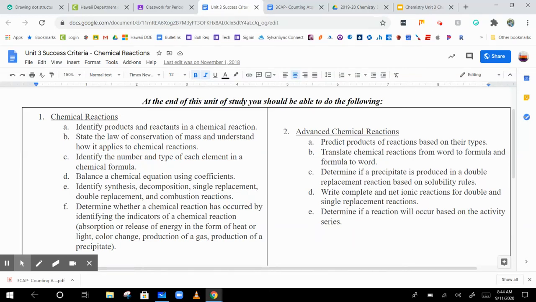Okay, guys, we're starting a new unit here on chemical reactions. I know we're moving quickly. We're already on the third unit here. But this one's pretty basic, pretty simple. It's all about chemical reactions.